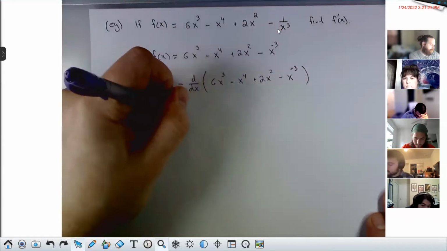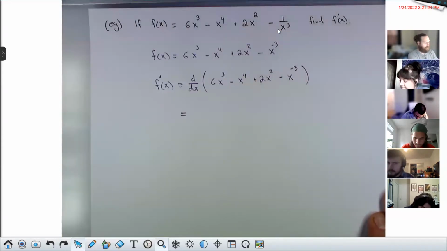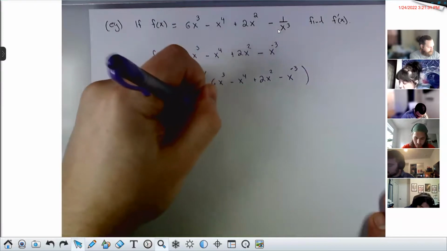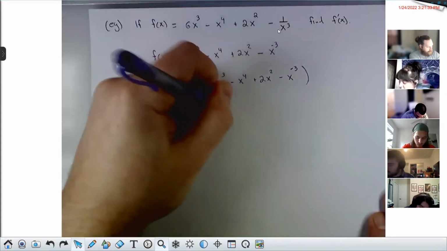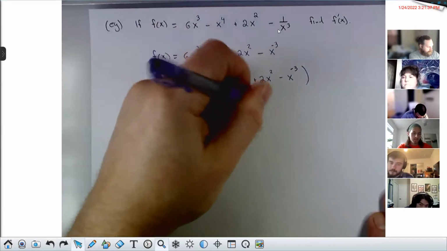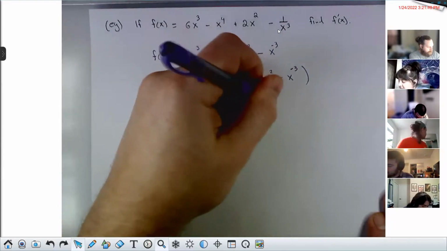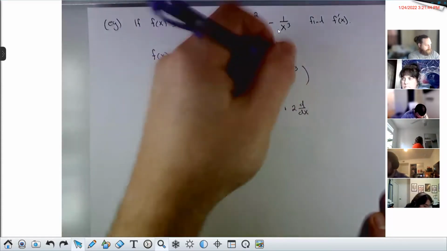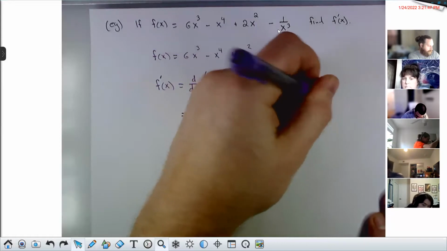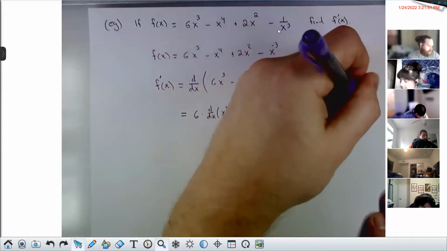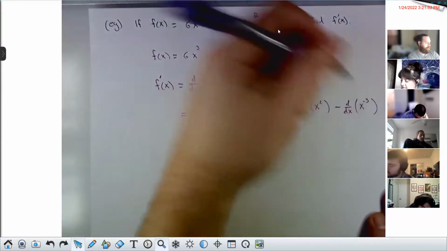What that very first theorem of this section tells us is that I'm allowed to split this stuff up. So according to that theorem, that is 6 times d dx of x cubed minus d dx of x to the 4 plus 2 times d dx of x squared minus d dx of x to the negative 3.